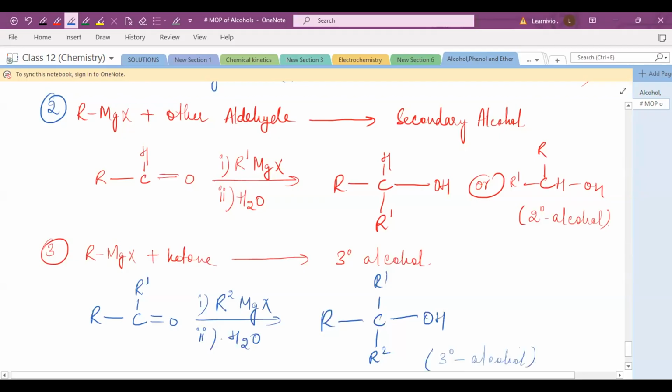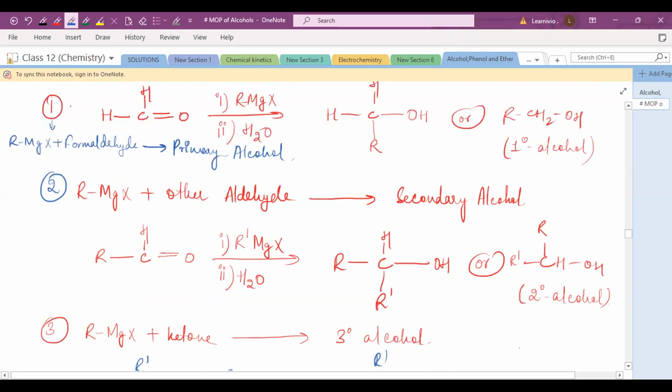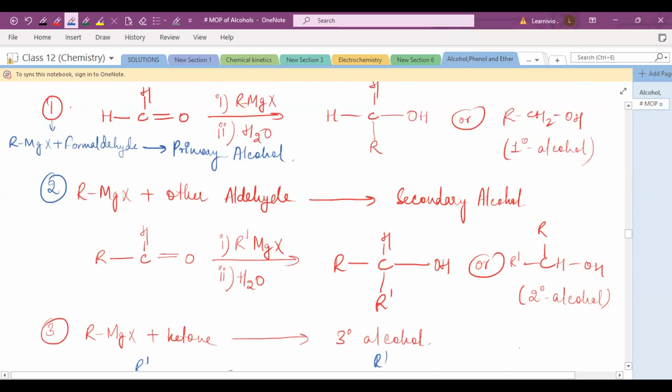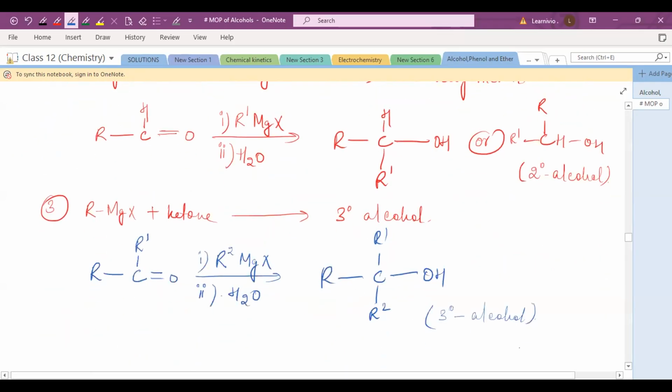So just remember that when you treat the Grignard reagent with formaldehyde, primary alcohol मिलेगा. Then when you treat the other aldehyde, means other than the formaldehyde, with the Grignard reagent, you will get the secondary alcohol, and when you ketone को treat कराओगे, you will get the tertiary. Clear, Ahil? Yes, ma'am. It's important. Just remember that.